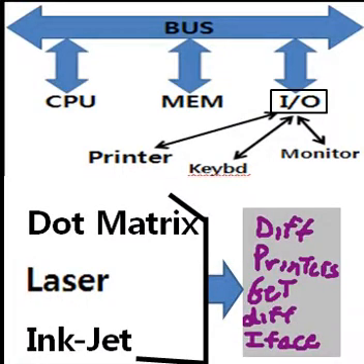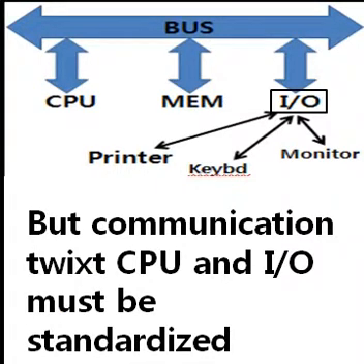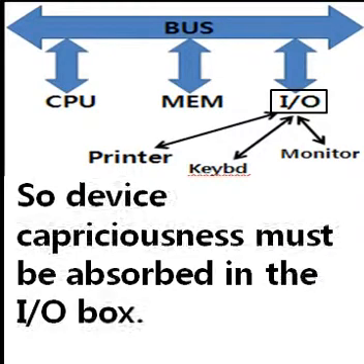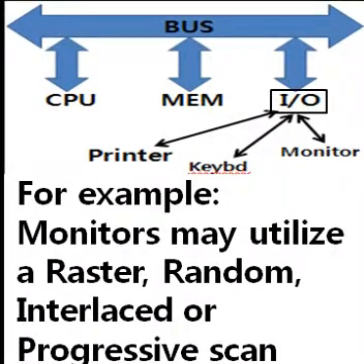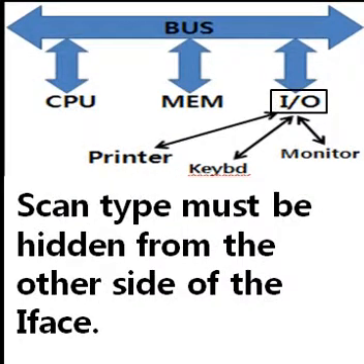Dot matrix, laser, inkjet, all these are different printers and they get different interfaces. But communication twixt the CPU and I/O must be standardized. So device capriciousness must be absorbed in the I/O box. The I/O box must hide the devices from the other side of the interface. For example, monitors may utilize a raster, random, interlaced, or progressive scan. But scan type must be hidden from the other side of the interface.